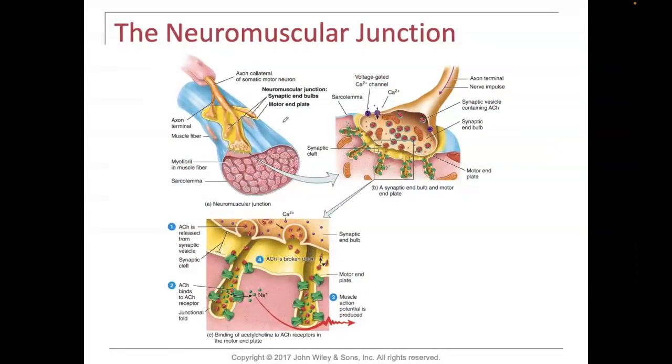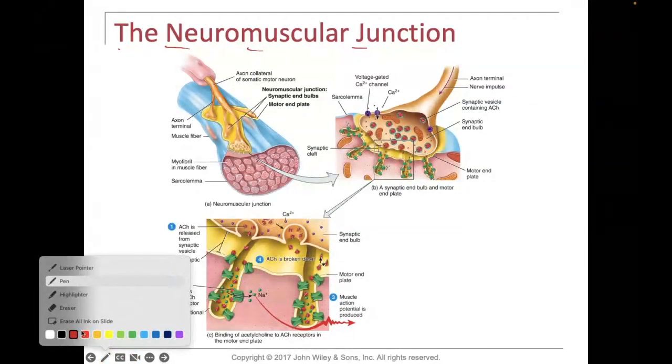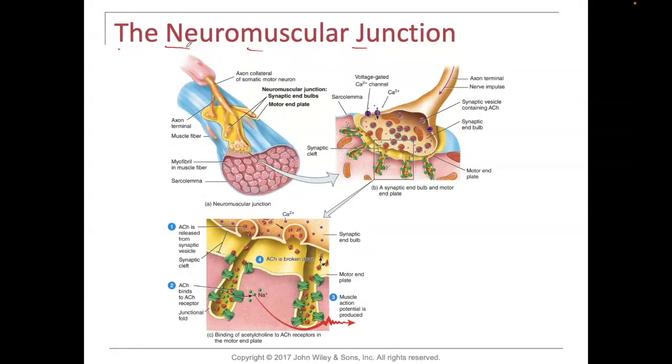All right, so now let's take a look at the neuromuscular junction. Here, at the top left, we're looking at an axon collateral of a somatic motor neuron, right? This is a neuron, and we can see that you have these axon terminals at the end, these branches, and at the very, very end of the axon terminal are these synaptic end bulbs.